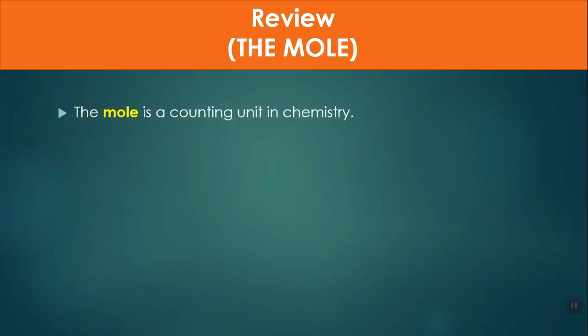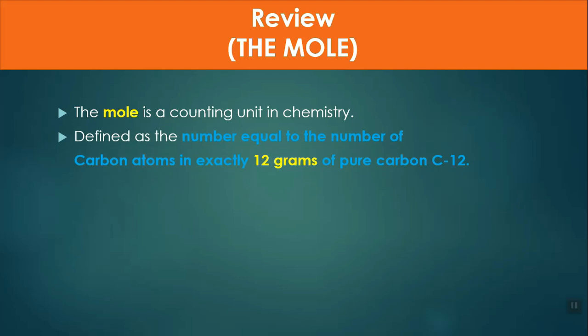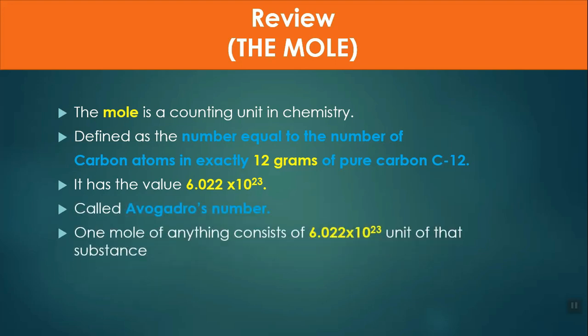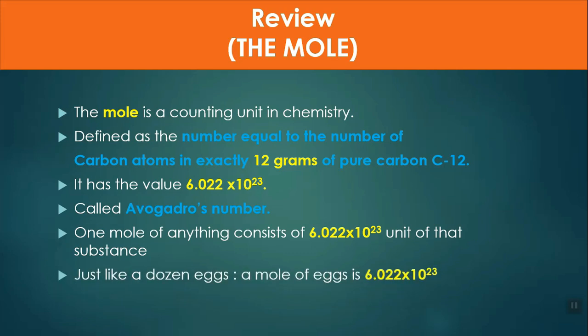Let's review some important points. The mole is a counting unit in chemistry. Students, we have learned that the mole is simply a unit of counting for tiny particles like atoms, ions and molecules, and it is defined as the number equal to the number of carbon atoms in exactly 12 grams of pure carbon-12. It has the value 6.022 × 10^23 particles, and it is called Avogadro's number. And students, 1 mole of anything consists of 6.022 × 10^23 units of that substance, just like an everyday unit such as a dozen eggs.